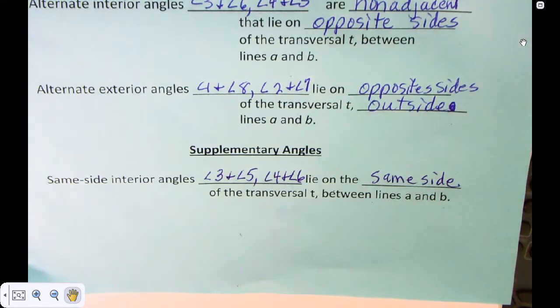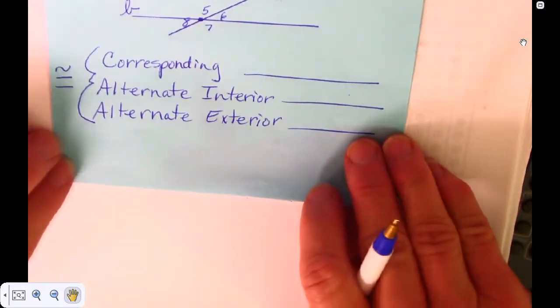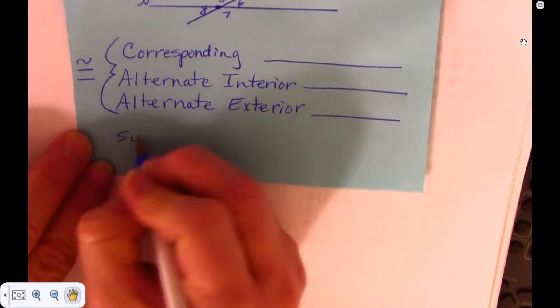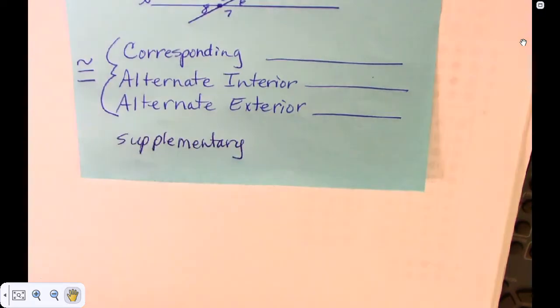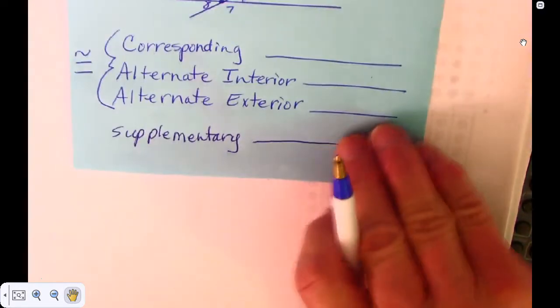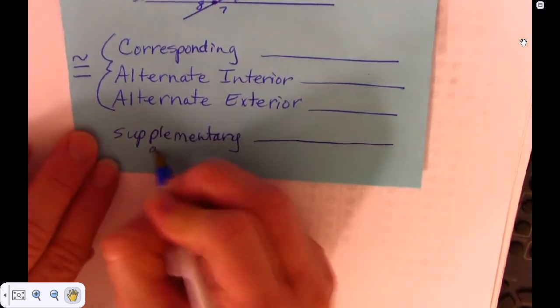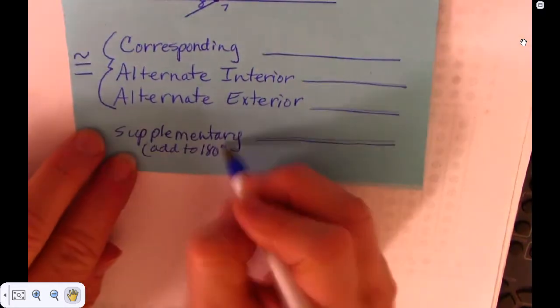Hang on just a minute. All right. Now, what we're going to do is take our little blue rectangle and add supplementary down here. And then we're going to give it to somebody to check, to make sure, and you're going to check with a protractor that they're correct. Now, supplementary angles add up to what? Let's put add to 180 degrees. They're not congruent. You add to get 180 degrees.